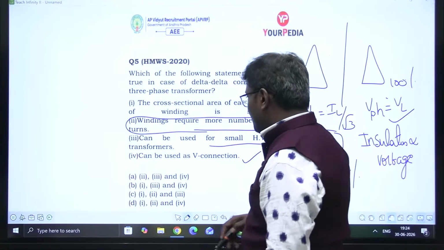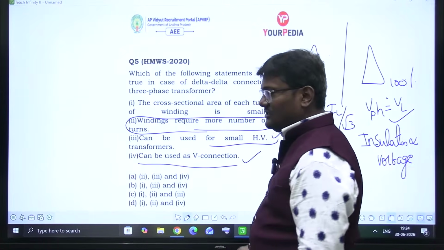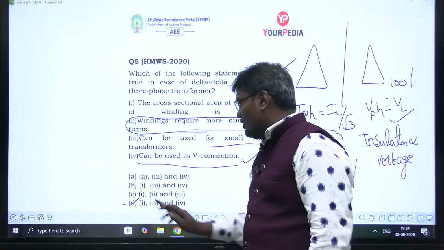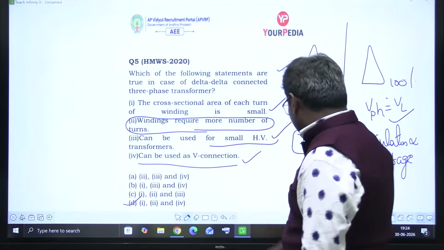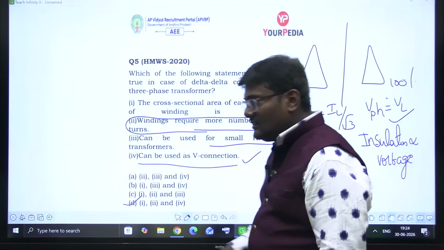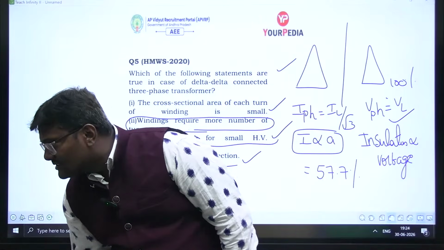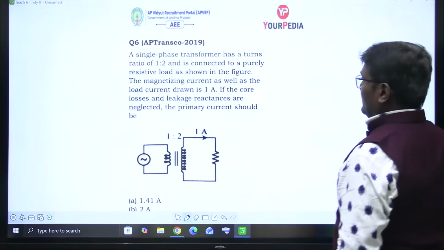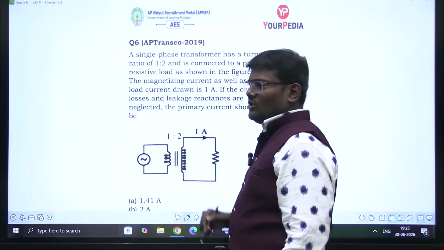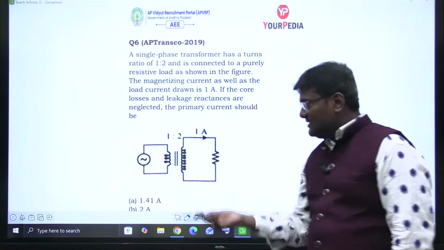This one is correct, and it can be used as open delta connection. Yes, obviously D is the correct answer. Okay, so two are answered. One is Srujana and Ishta. Yes, correct answers. Now this is the most repeated question, so you may have answered for this one.